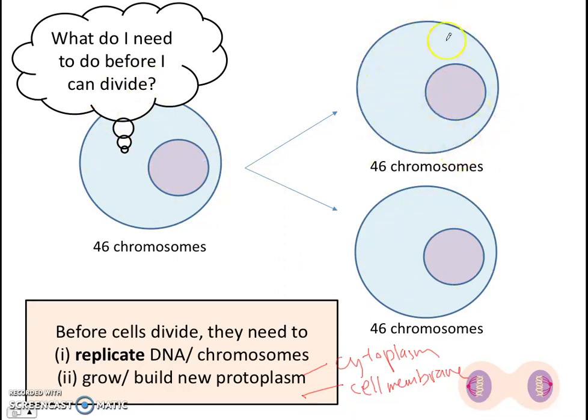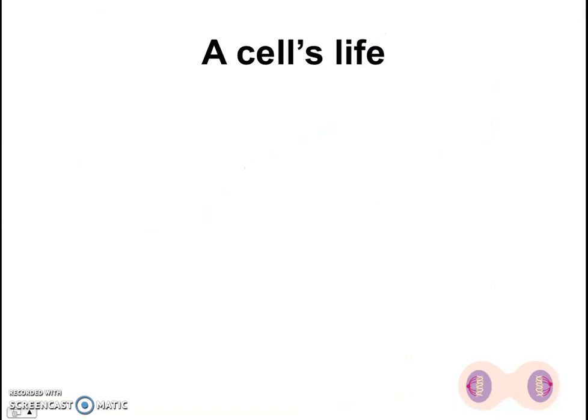So there's a lot more cytoplasm here, there's a lot more cell membrane here. So before the cell divides, they need to actually grow and build up new protoplasm. Then there's enough for each of their daughter cells. So because cells need to grow before they divide, we can roughly think of a cell's life in this way.